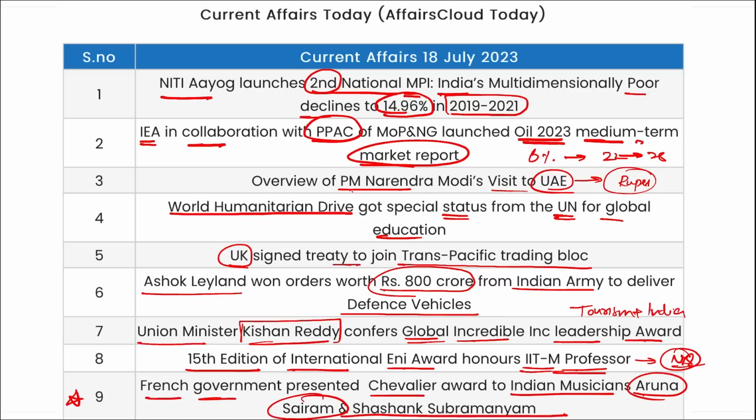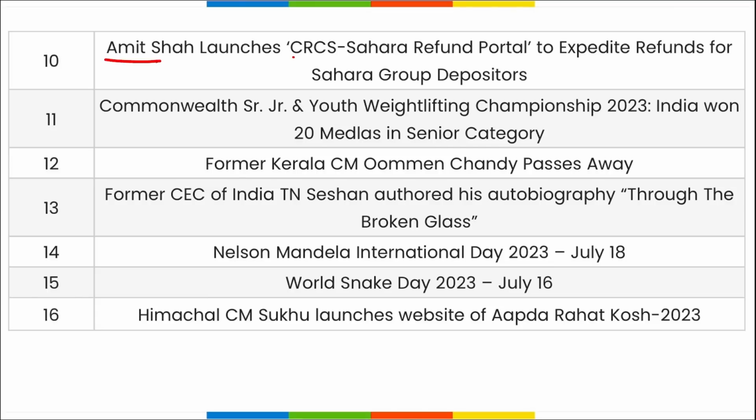Mark this. Next, Amit Shah launched the CRCS Sahara Refund Portal to expedite the refunds for the Sahara Group depositors, and 10,000 rupees will be the limit, or we can say the investors whose deposit was 10,000 rupees will be credited first within 45 days.